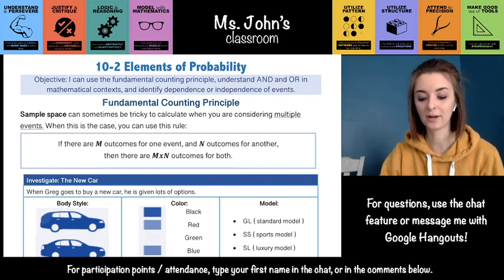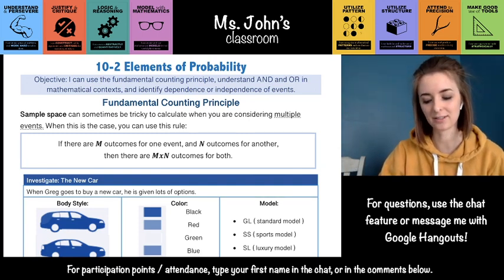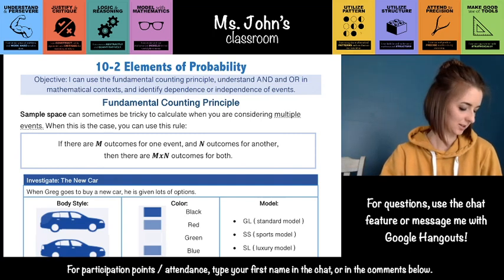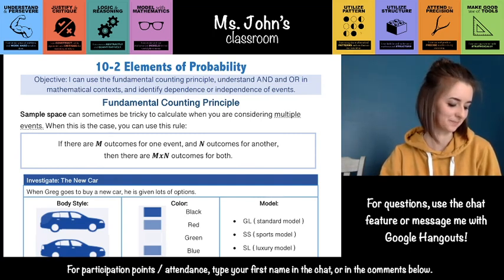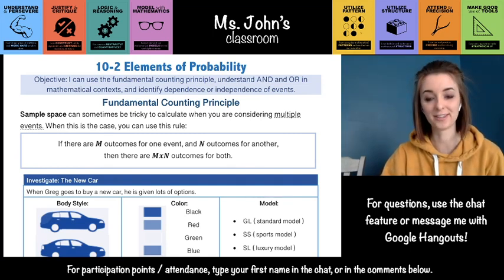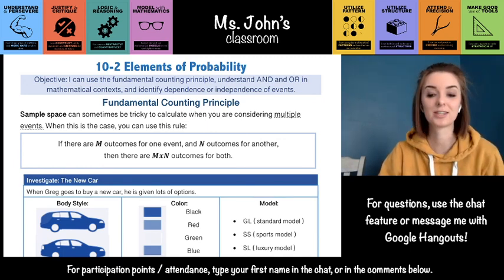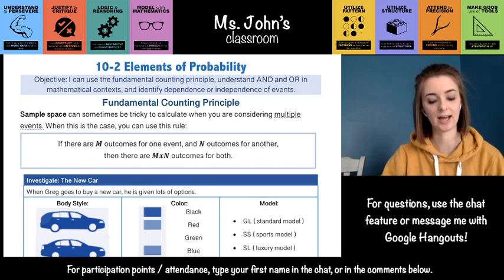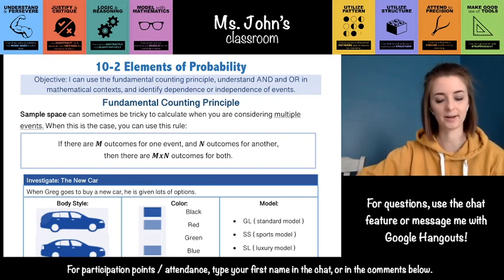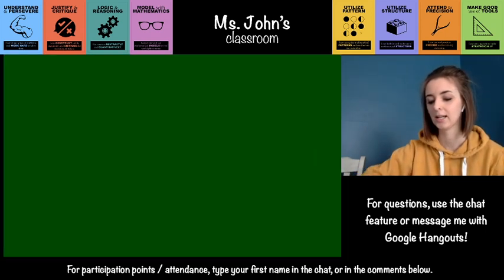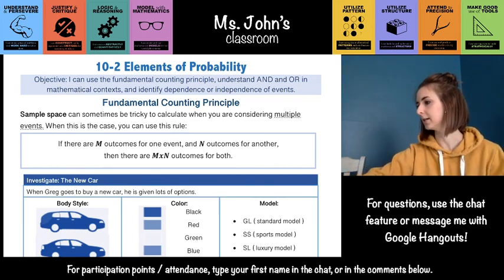Okay, so today we're learning about, I called this lesson Elements of Probability just because there's no real name for all of this stuff combined. So basically, these are some extra things that happen sometimes in probability, and we're going to talk about how they affect probability and how you can calculate probability.